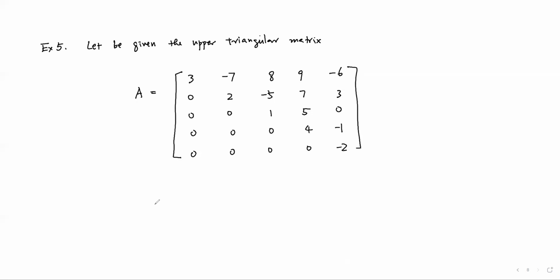The main diagonal line is this line. In this matrix, below the main diagonal line, all the entries are zeros. A matrix with such a structure is called an upper triangular matrix. Now, find the determinant of A.